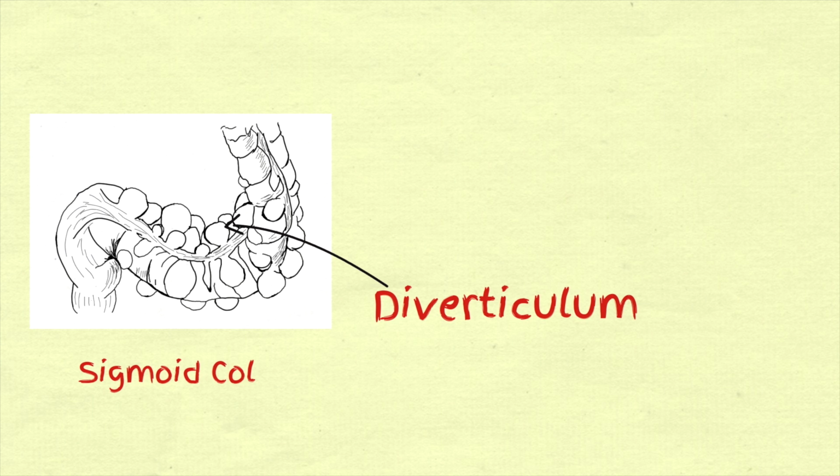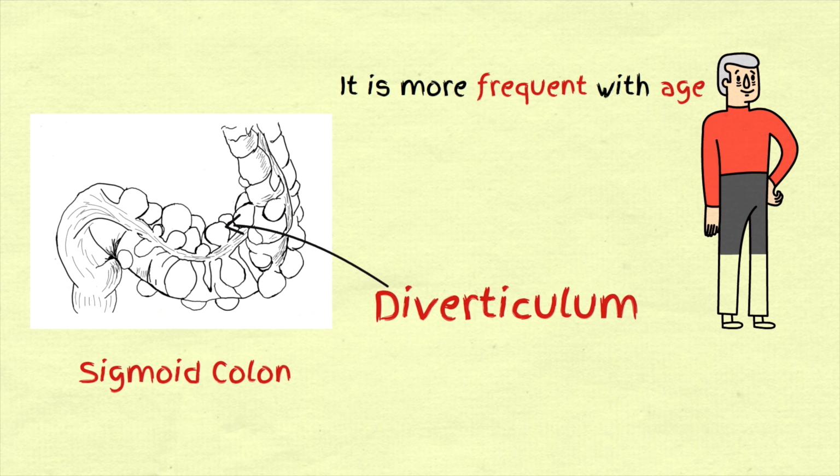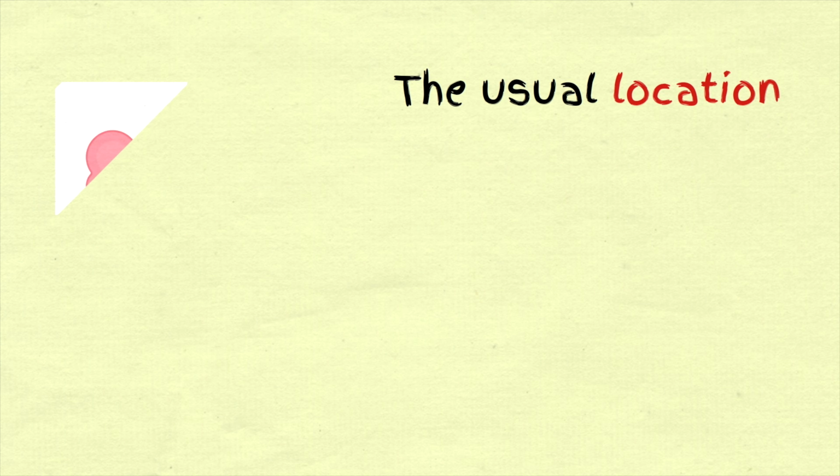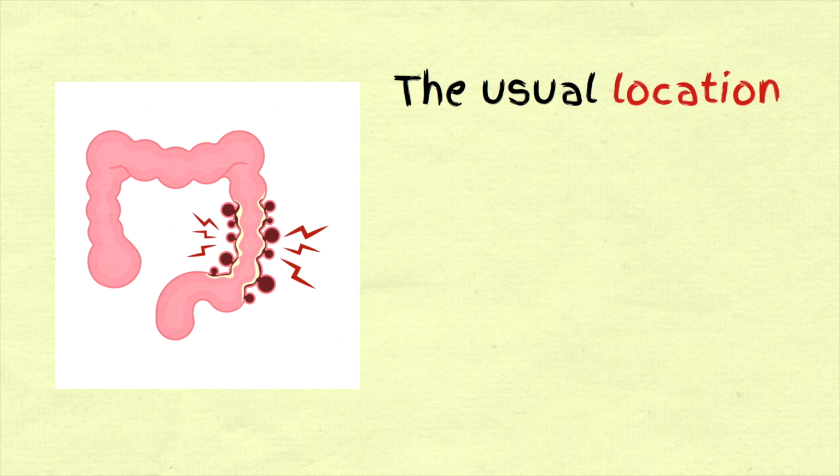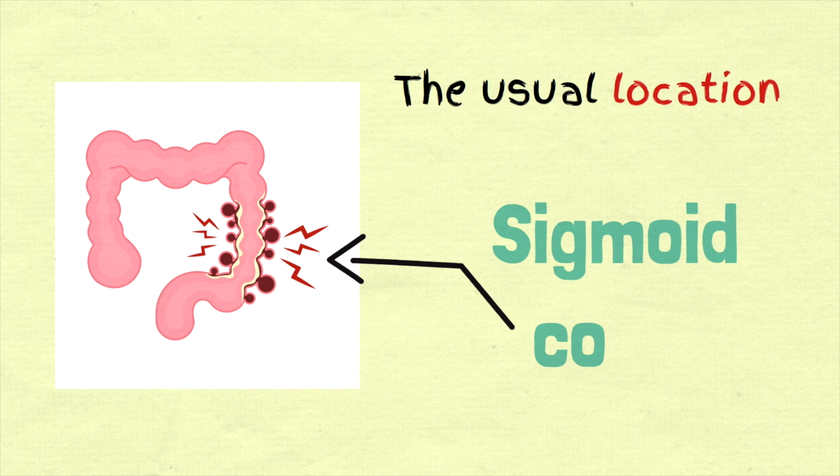In this video we will talk about a medical condition called diverticular disease, a common pathology that becomes more frequent with age, and it is more common in people over the age of 50 years old. The spot where these sacs are usually found is the wall of the sigmoid colon.